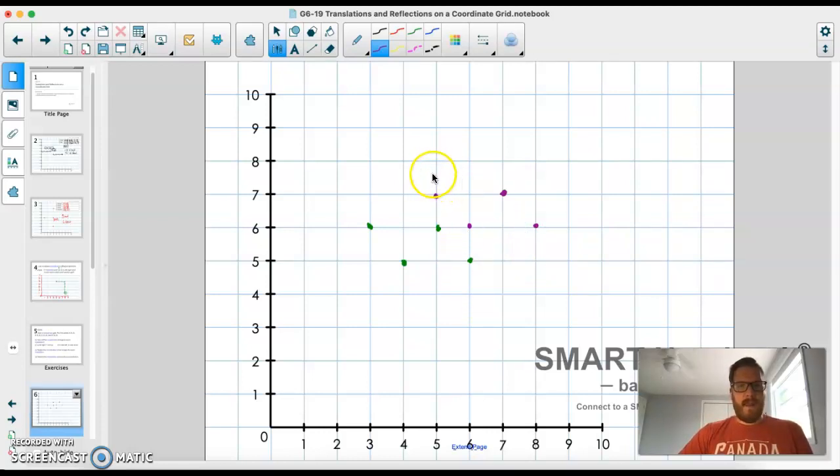So the one that was at 3, 6 ends up at 5, 7. The one that was at 4, 5 ends up over here at 6, 6. The one that was at 5, 6 ends up at 7, 7. And the one that was at 6, 5 ends up at 8, 6.